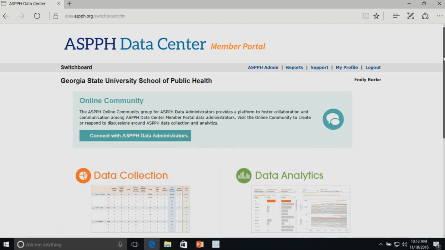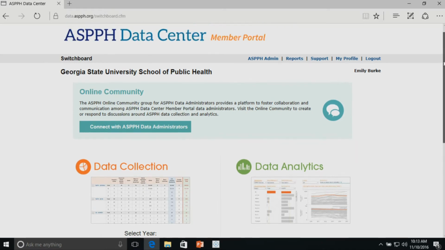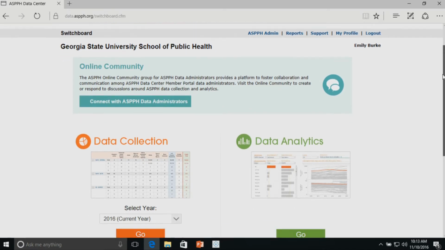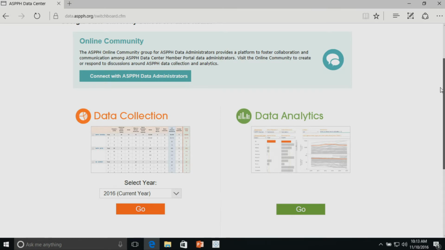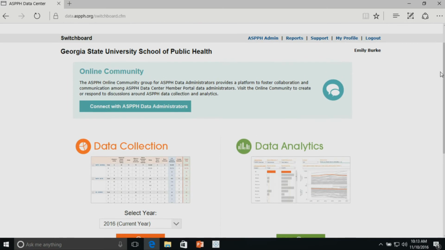This is what Lindy sees when she logs into the system. It's our ASPPH Data Center member portal, and you can either go, like I showed before, to the collection side or the analytics side. Something I want to point out here, which I'll get to later, is our online community. This is where data administrators can contact each other.